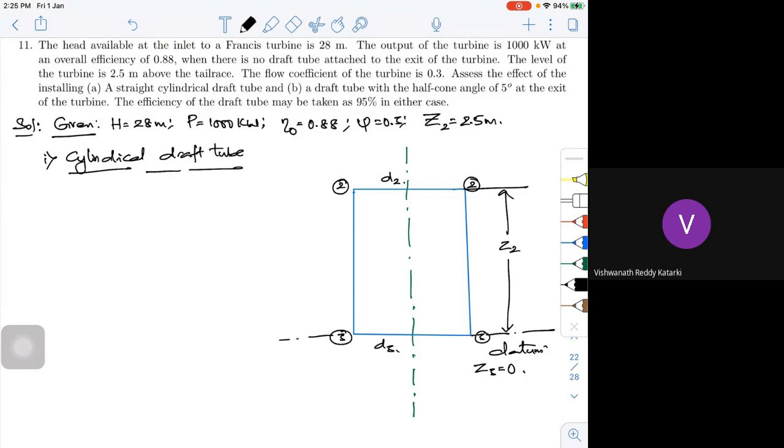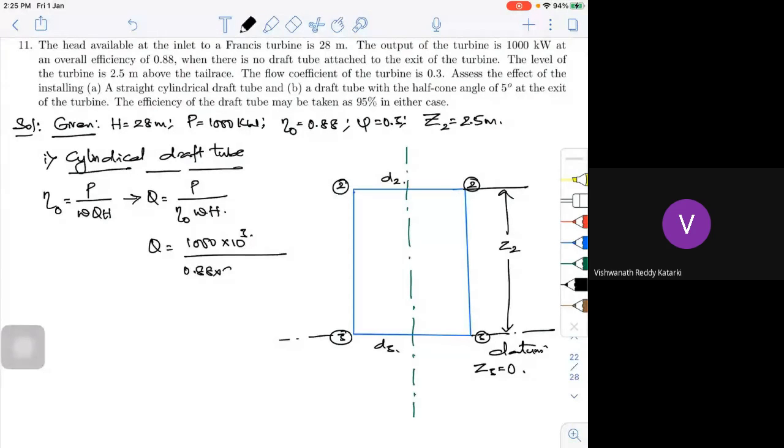They are given the overall efficiency. The overall efficiency is nothing but your shaft power divided by omega QH. From this I need to find the discharge. So, Q is equal to power divided by the overall efficiency into omega into H. Let us substitute everything. Power is 1000 kilowatts, so it is 1000 into 10 to the power of 3, divided by the overall efficiency 0.88, omega 9810, and the head 28 meters. If I substitute everything, I get my Q as 4.14 meter cube per second.